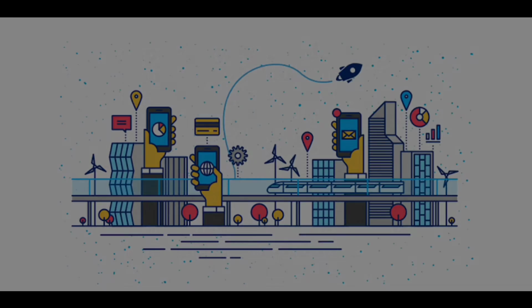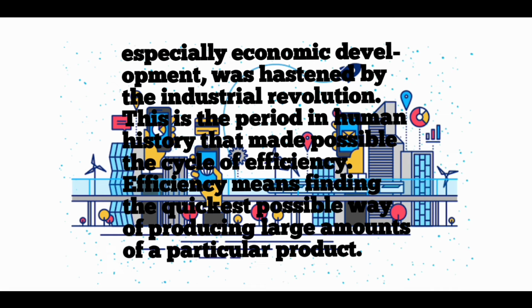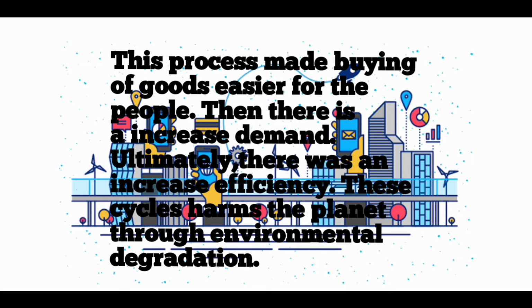Development, especially economic development, has been sustained by the Industrial Revolution. This is the period in human history that made possible the cycle of efficiency. Efficiency means finding the quickest possible way of producing large amounts of a particular product. This process made buying goods easier for people. Then there is an increased demand. Ultimately, there was an increased efficiency.